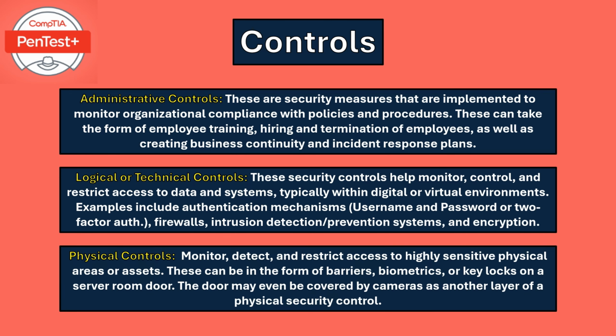The third category is physical controls. Physical controls monitor, detect, and restrict access to highly sensitive physical areas or assets. These can be in the form of barriers, biometrics, or key locks on a server room door. The door may even be covered by cameras as another layer of physical security control.